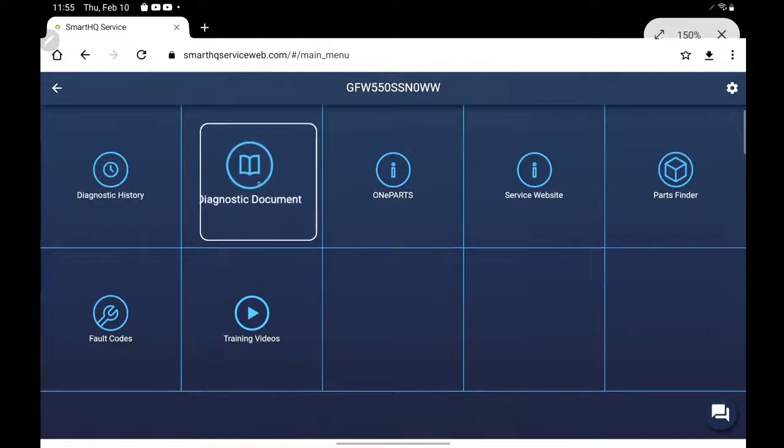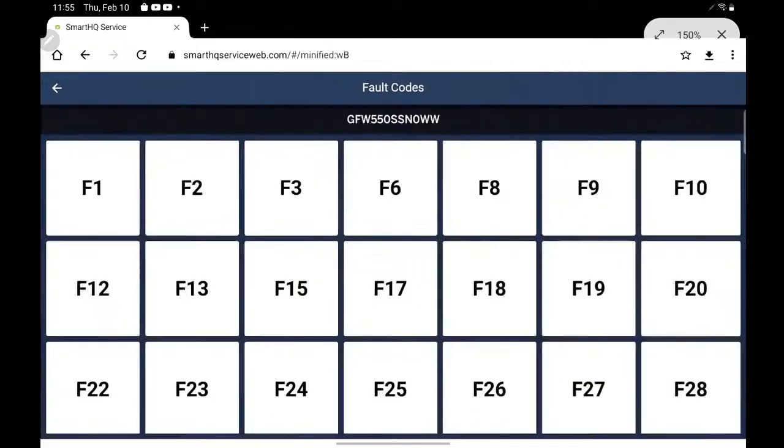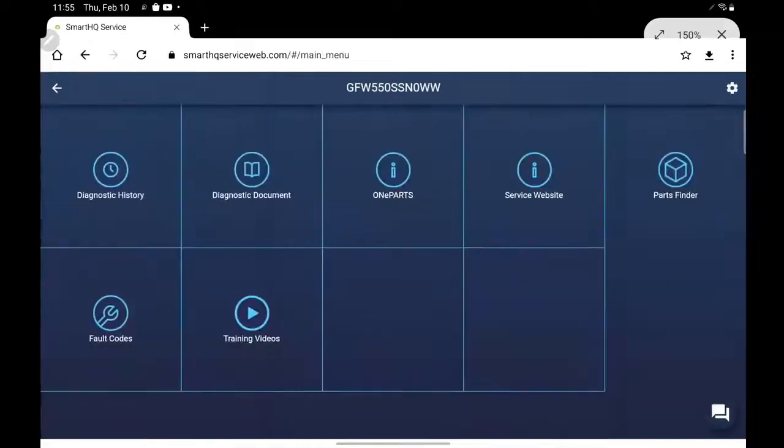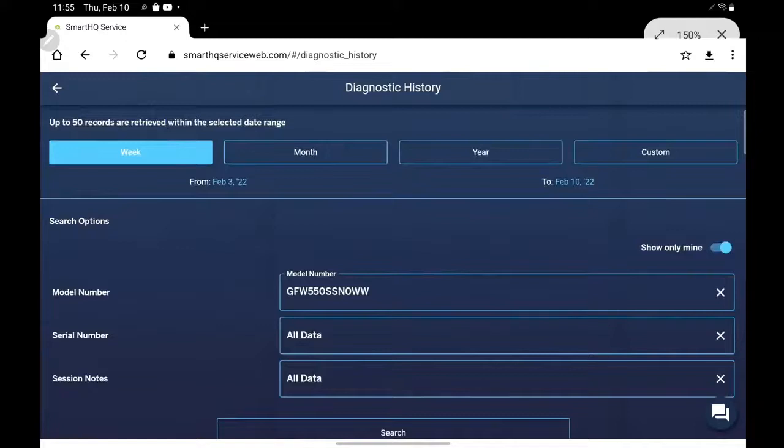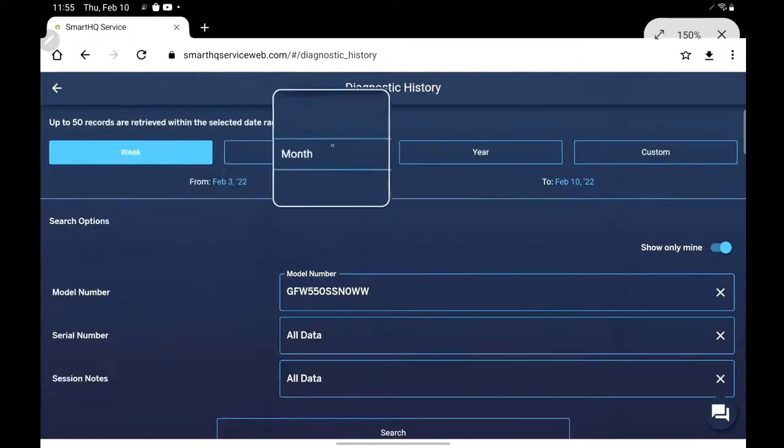You can pull up diagnostic documents, fault codes. If I wanted to find out fault codes about the product, I can check out every single fault code here. But in terms of communication, that picture I just took, I'm going to go to Diagnostic History and click on that. And here you can look it up by model number, by serial number, by session notes that your technician entered. You can look by week, by month, by year.